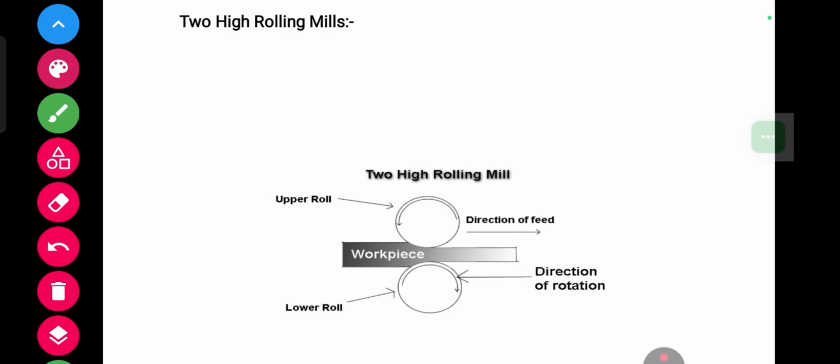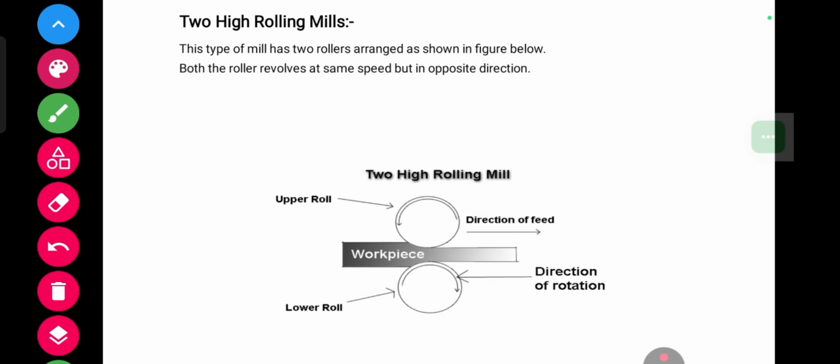Now let's look at the first rolling mill, that is the 2 high rolling mill. Here you can see the diagram of the rolling mill. This type of rolling mill has 2 rollers as shown in the figure below: lower roll and upper roll. Both the rollers revolve at the same speed but in opposite directions. The direction of rotation of both the rollers is opposite.